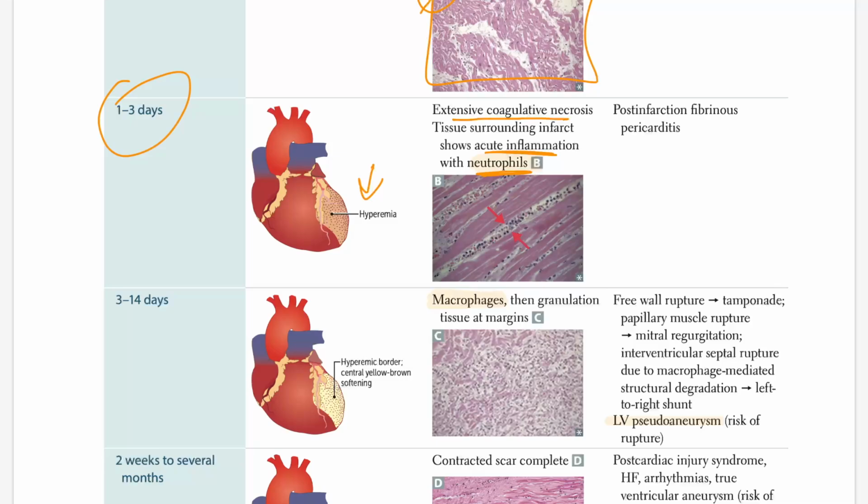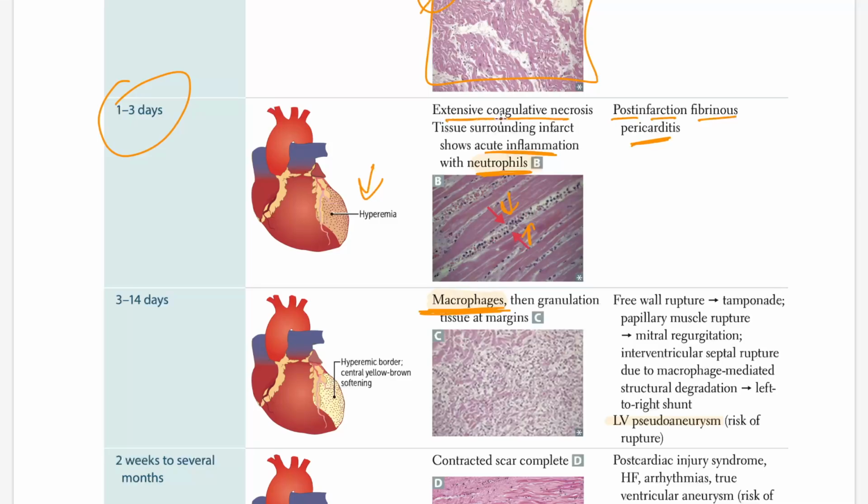And you know acute inflammation comes with neutrophils, and chronic inflammation will come with macrophages. So we'll see that. But right away the neutrophils come, and you can see it in picture B here. Neutrophils arrive within 1 to 3 days. And the complication of this is post-infarction fibrinous pericarditis. Okay, so that is 1 to 3.